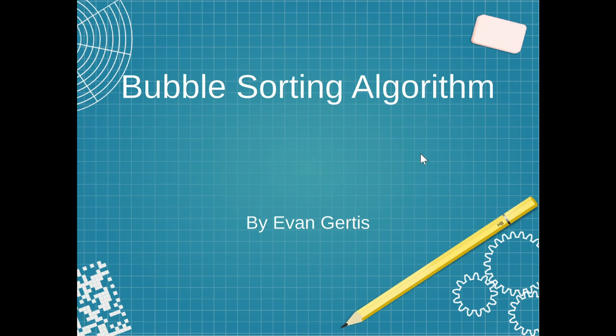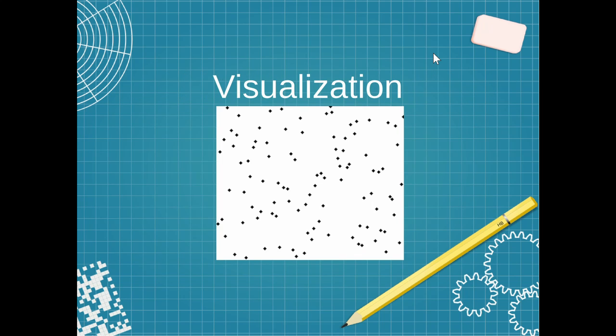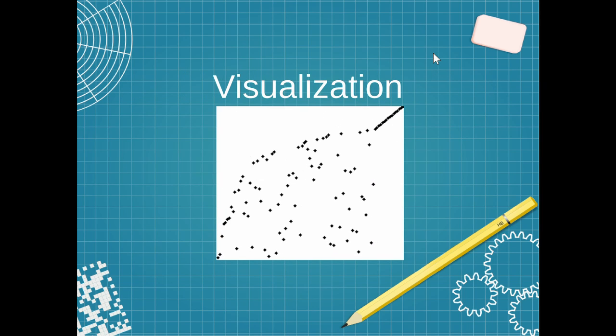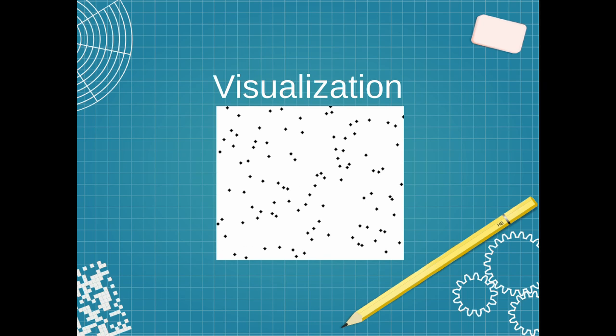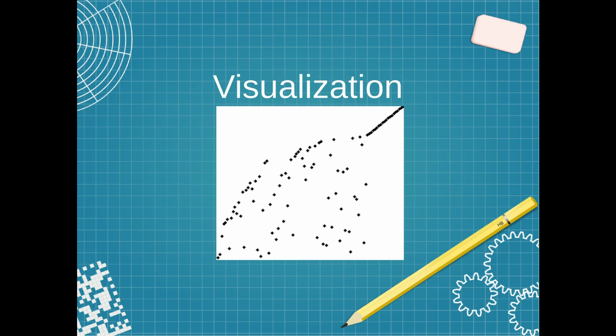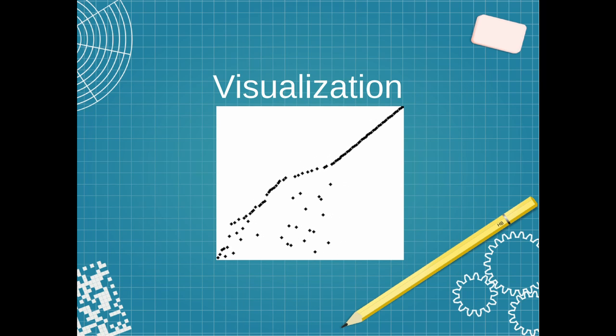Hello. In today's lesson, we're going to be looking at the bubble sort algorithm. For a quick visualization, I grabbed this off Wikipedia. This is what bubble sort looks like through visualization off of Wikipedia. What is bubble sort? Well, it's when we take adjacent elements and we compare them and we swap them so that they're in order if they're not already in order.